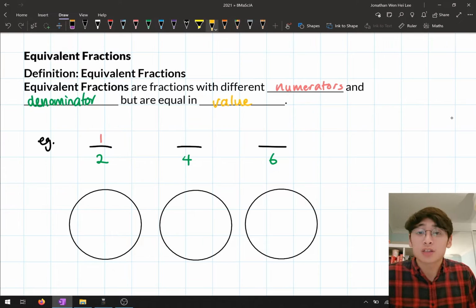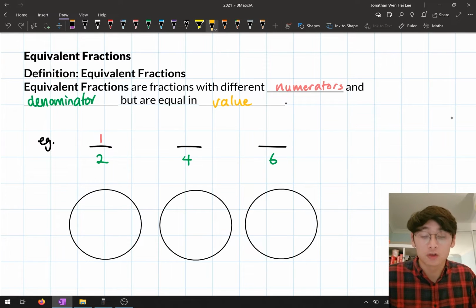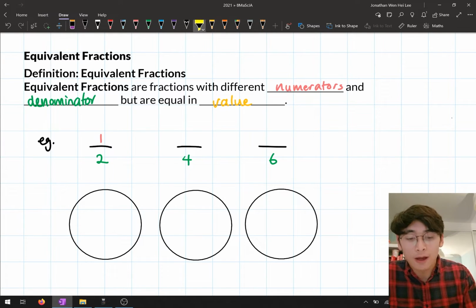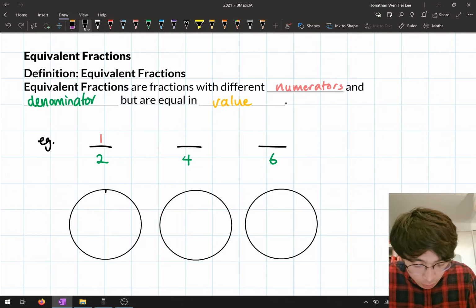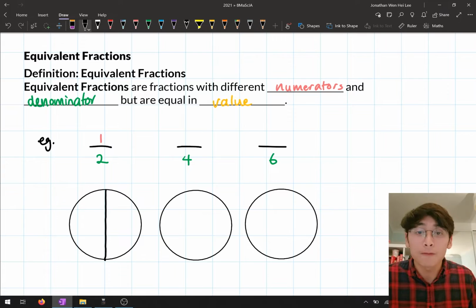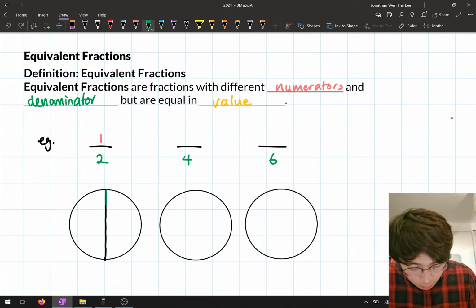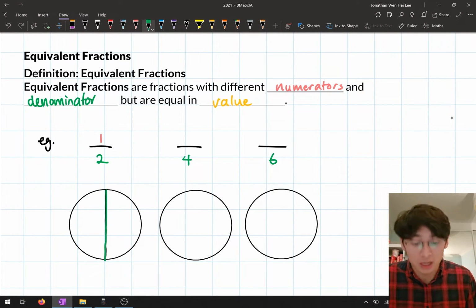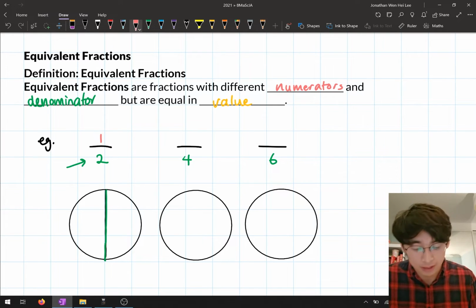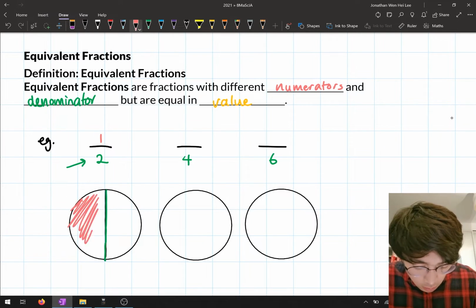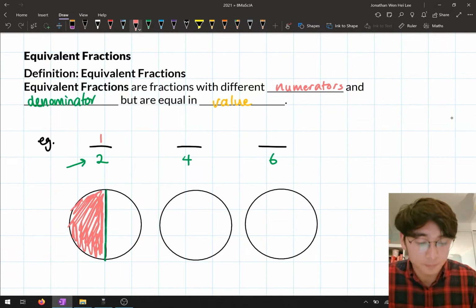So I'm going to start off on my left hand side. I've got 1/2 or a half. Now underneath, I've got a circle. I'm just going to represent a half on my circle. So I'm going to split my circle into 2 parts, because that's what my denominator tells me. And the 1 at the top tells me that I've selected one of these halves. So here, I've selected this half. So this here is my half.